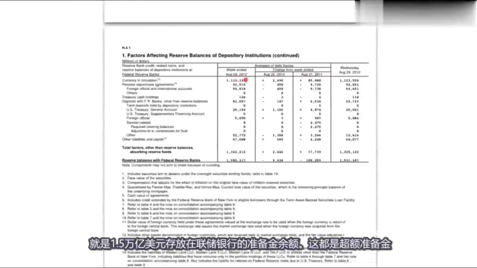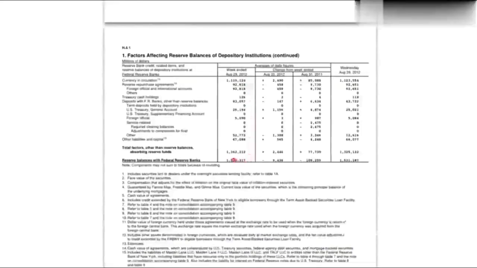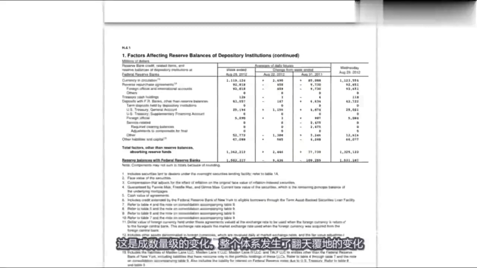This is excess reserves. Banks have to hold cash reserves, and these are held as deposits at the Fed. They're holding $1.5 trillion worth of those. Before the crisis, that number was $50 billion. It's an order of magnitude change. The system has changed very dramatically.